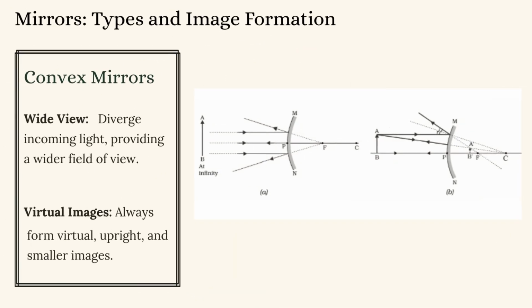Third one is the convex mirror. It is a mirror with an outward curved reflective surface like the outside of a sphere. It diverges incoming light rays, making them appear to originate from a point behind the mirror. It always forms virtual, upright, and smaller images regardless of the object's position. It is used in vehicle side mirrors and security mirrors for a wider field of view.